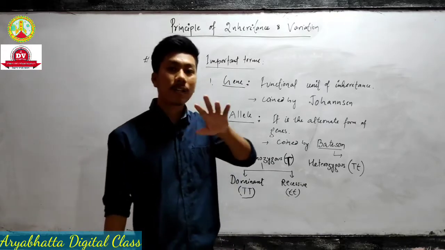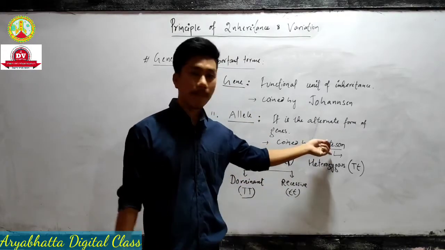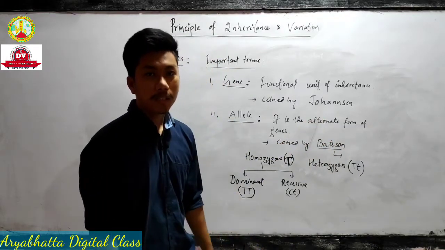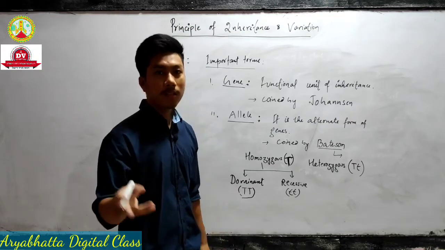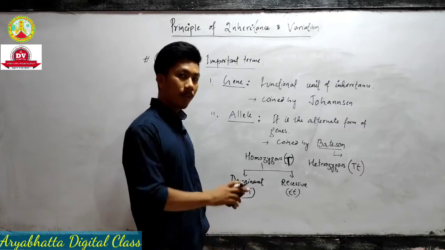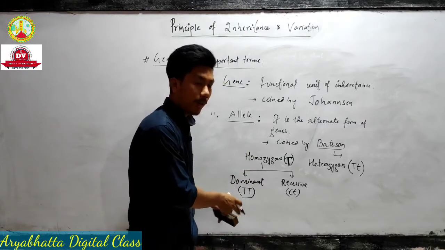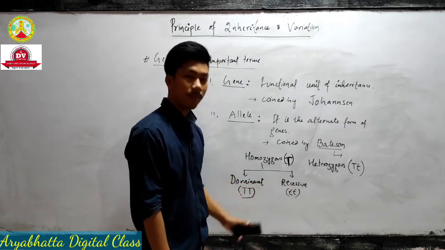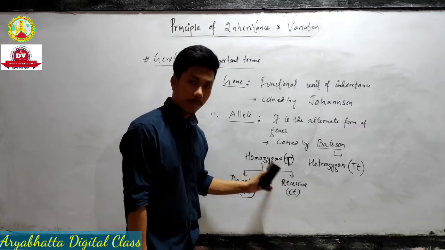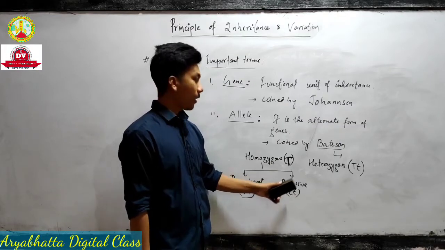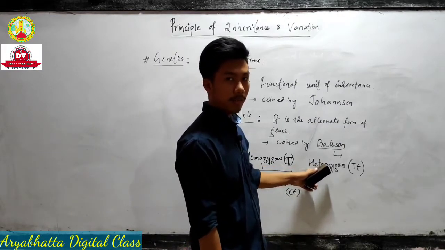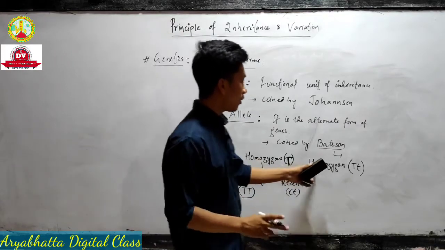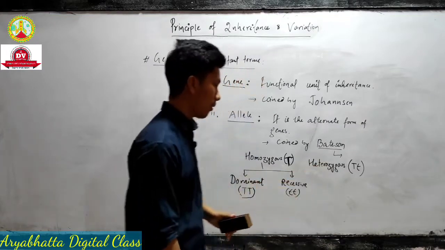So allele is an alternate form of gene. It was first coined by Bateson. Bateson was also known as the father of modern genetics. Now, alleles can be represented as dominant allele and recessive allele. Dominant can be represented as homozygous dominant and heterozygous dominant, and homozygous recessive, and heterozygous allele. Homozygous means the alleles of the same character. Heterozygous means the alleles of different characters.